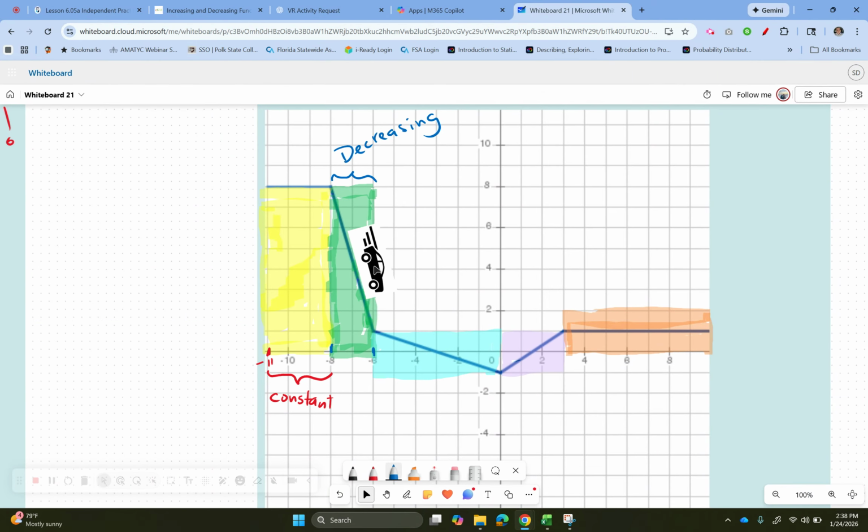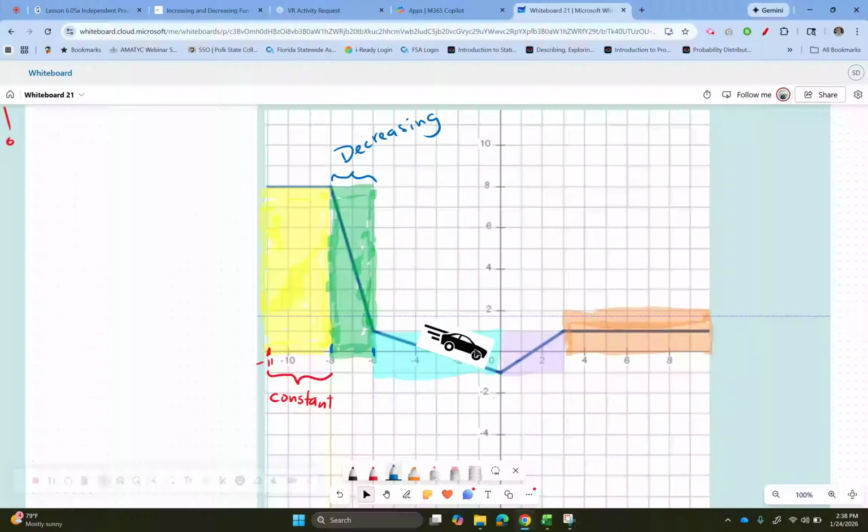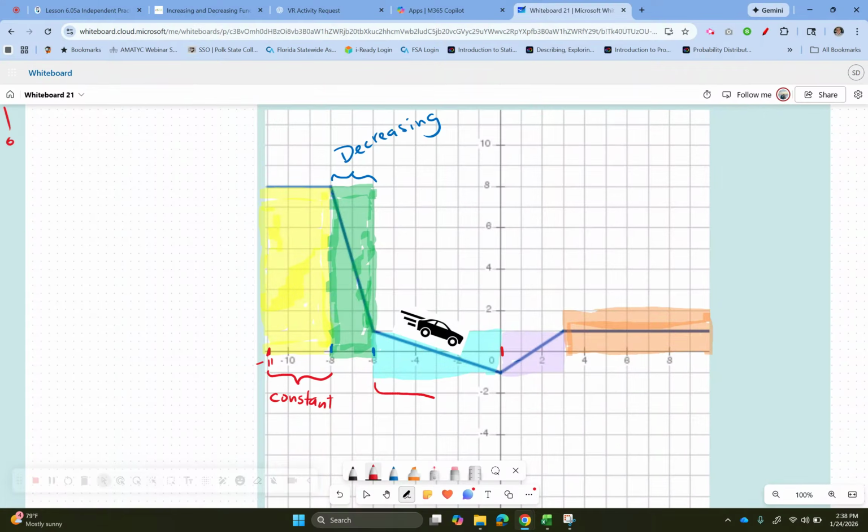Now, what happened when the car gets to -8 here? Well, the car cannot keep going straight ahead like this because it has to travel along the road. It's going to have to make a little turn. But you can see the car is still going down on that section. So from -6 to 0, all of this section, the car is still going down, decreasing.